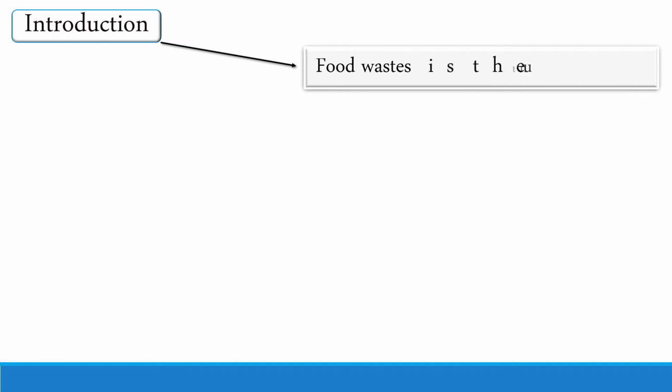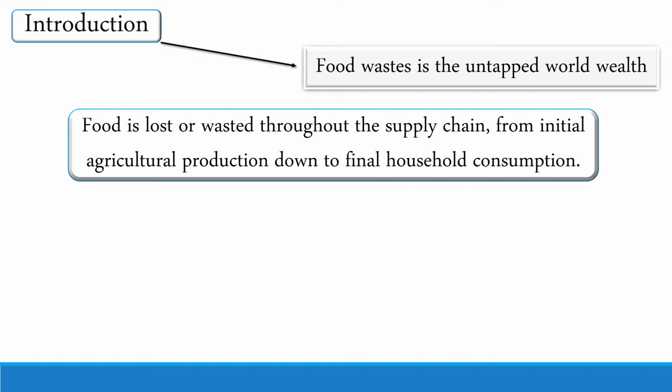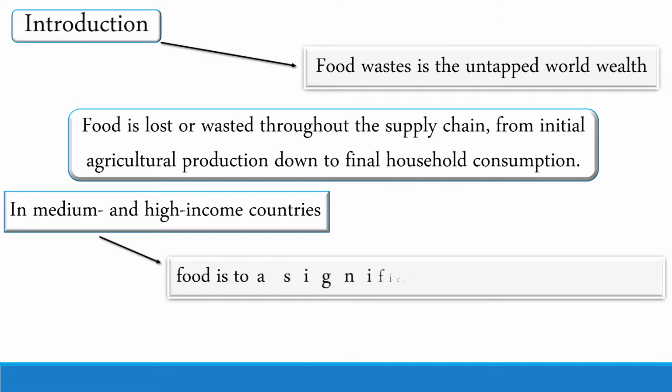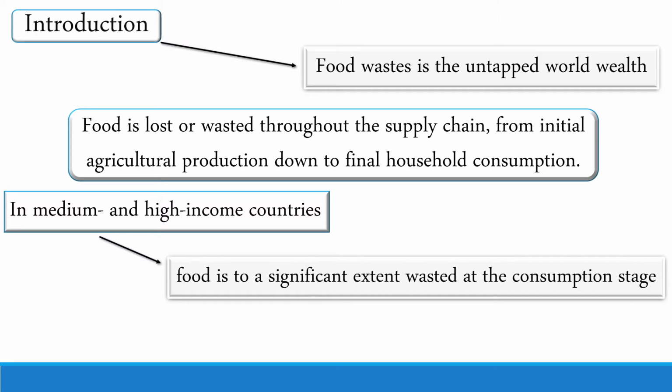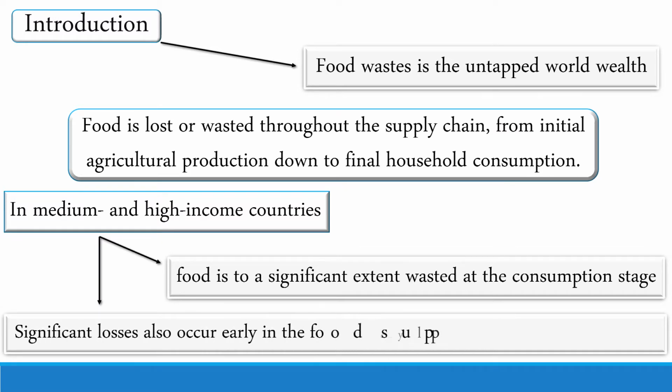First of all, we can call food wastes the untraveled world's waste. We lose a lot of food throughout the supply chain, from initial agricultural production down to final household consumption. Food waste in medium and high income countries shows in two parts. A small part occurs early in the food supply chain in the industrialized regions, and the huge one at the consumption stage.